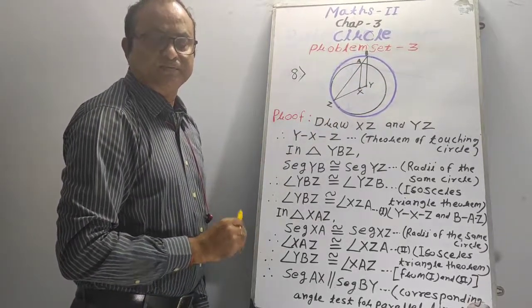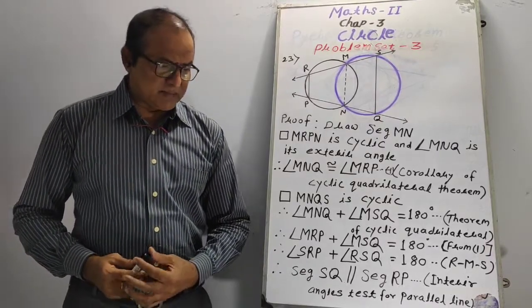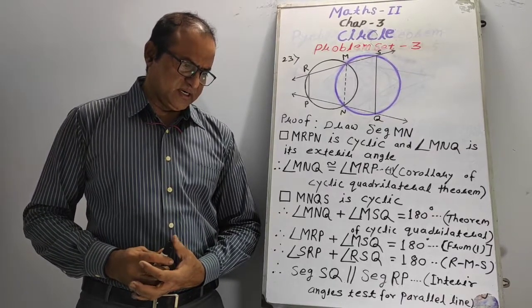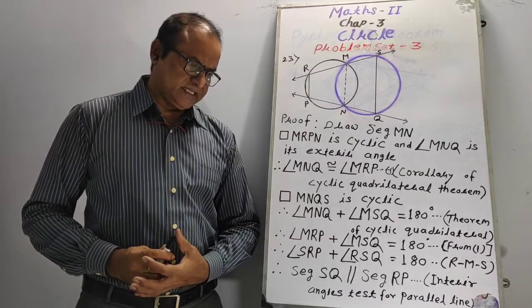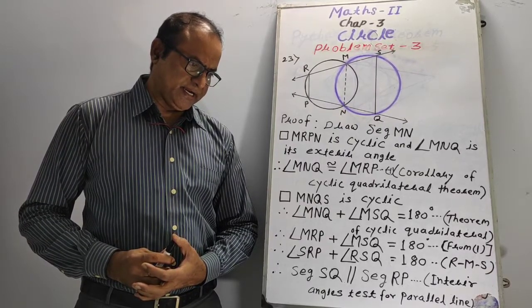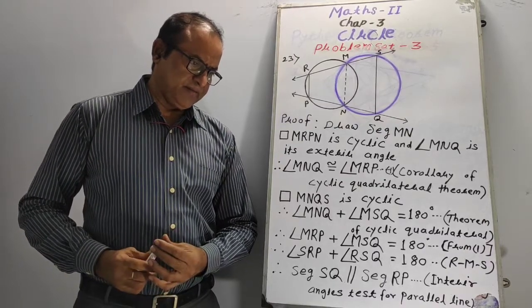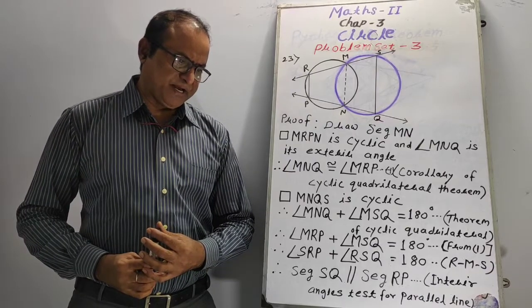All of you understood? Next example, example number 23. I am reading example number 23. You listen to it carefully. In the figure, two circles intersect at points M and N. Secants drawn through M and N intersect the circles at points R, S and P, Q respectively. Prove that seg SQ is parallel to seg RP.